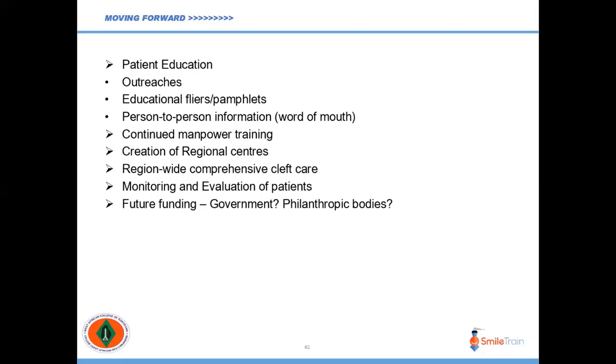And then, much as we are grateful to Smile Train, and we always will be, we know that Smile Train won't be with us forever. So where is the future funding going to come from? The government, philanthropic bodies, we need to think.